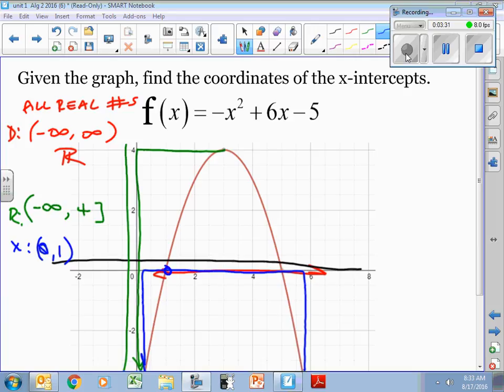For those who have trouble with the x-intercept, not only would I ask you to put a dot where the parabola hits the x-axis, but I'd actually have you put the letter x next to each one of those to remind you it's the x-intercept, and there's 2 of them.